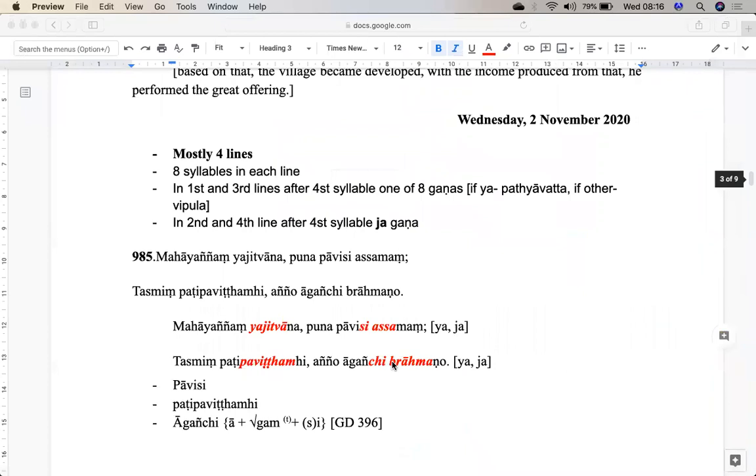So here, chi is before the ba ra, but it is not a heavy syllable, it is a light syllable. That is why here, chi brahma, chi brahma. Even though chi is before the ba ra double consonant, we consider it a light syllable. Okay, that is the analysis of the structure of the stanza.